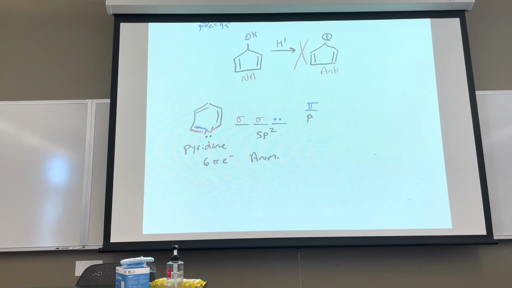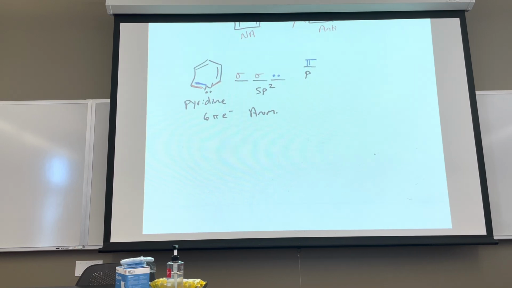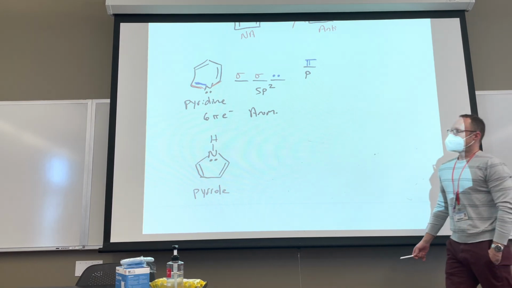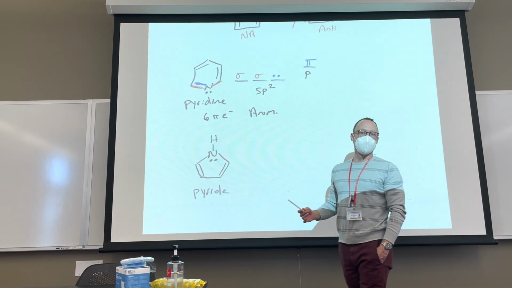Let's do another example. Let's look at a very similar compound. Let's look at this one. Okay, so this one is called pyrrole. Does it make sense to you that this nitrogen would also have to be sp2 hybridized?